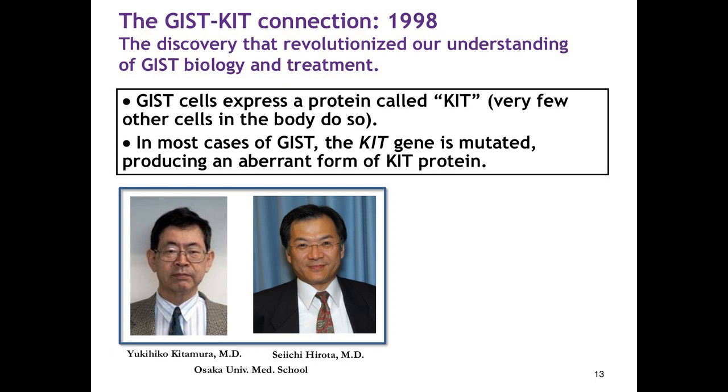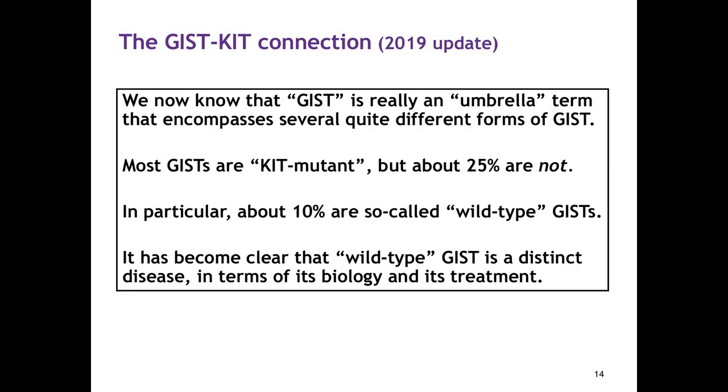But let me also say before I leave this slide that everything we knew about GIST before 1998, pretty much everything, is obsolete. So there's really no point worrying about what we knew about the treatment or diagnosis or biology of GIST before 1998. It's essentially swept aside by this discovery that opened a new understanding of the disease. And let me update that slide because it's now 2019. We've moved on a couple of decades beyond that original discovery. So let me just elaborate a little bit on what I just said in the 2019 context.